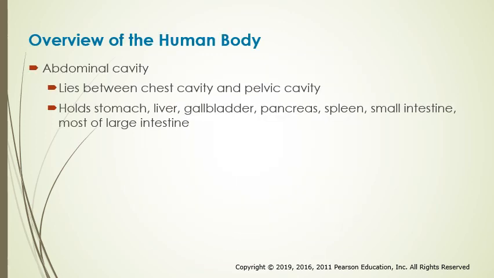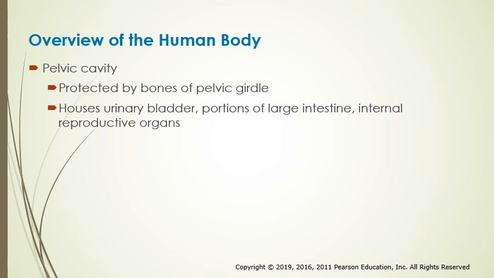The abdomen lies between the chest cavity and the pelvic cavity. It's got your stomach, your liver, your gallbladder, your pancreas, your spleen, small intestines, and most of your large intestines. The pelvic cavity is protected by your pelvis, and it's got your urinary bladder, parts of the large intestine, and then your internal reproductive organs.